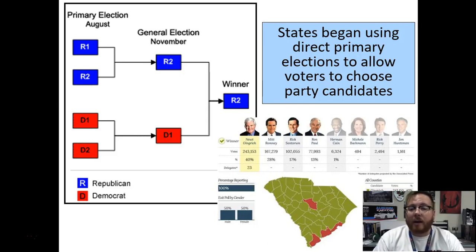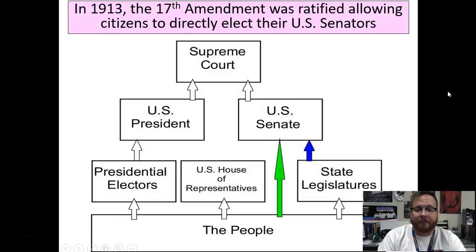States also begin using direct primary elections to allow voters to choose party candidates rather than the party candidates being selected from within the party. So, for example, in an election today, the Democratic or Republican primary happens before an election. You choose as a Democrat or Republican, whichever you align with, between two or more candidates to represent the party in the general election, and then vote on either of these candidates, and then a winner is declared afterwards.